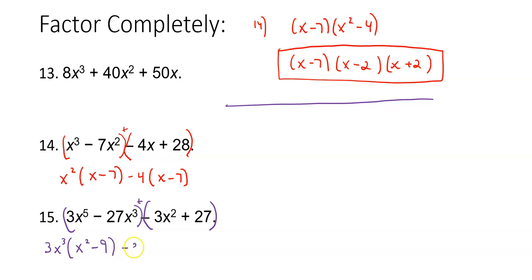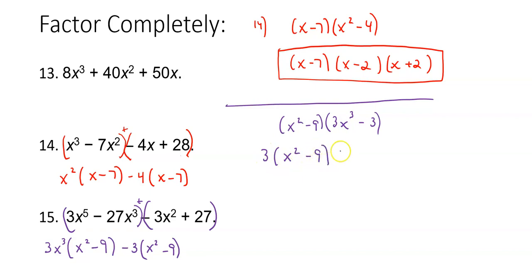Let's pull out the negative and the 3. So negative 3x squared divided by negative 3 is x squared. 27 divided by negative 3 is negative 9. So I end up with an x squared minus 9 and a 3x cubed minus 3. Hey, that second term has a common factor of 3, so I can pull out a 3, and I'm left with x squared minus 9 and x cubed minus 1.